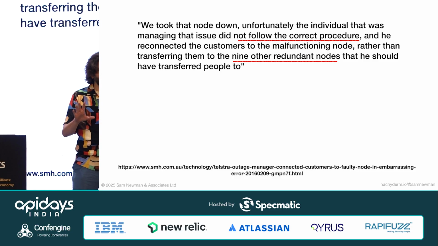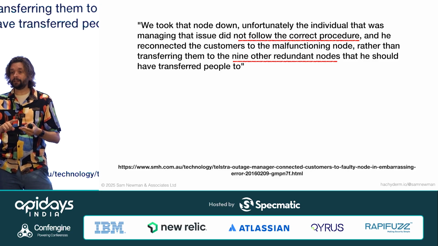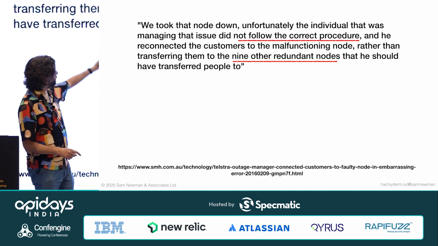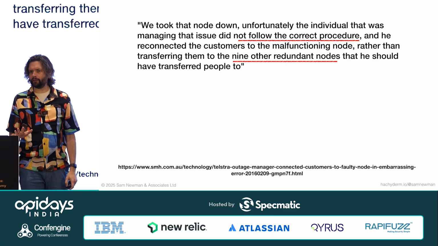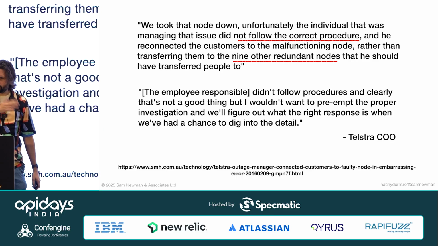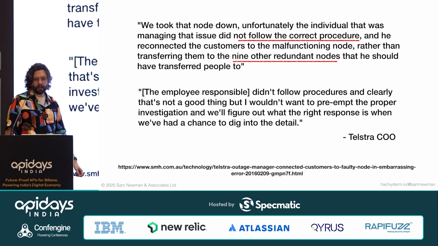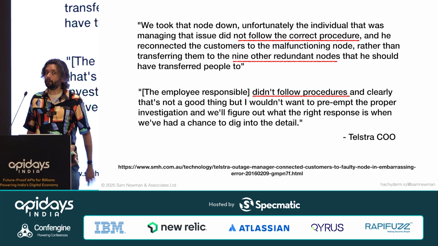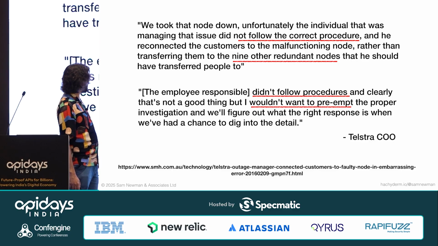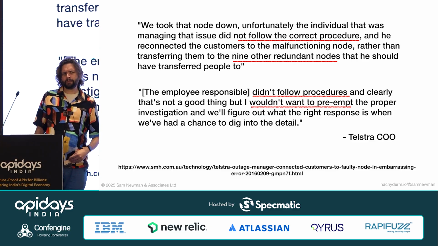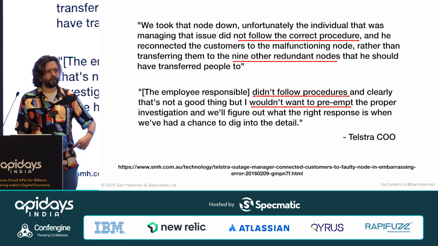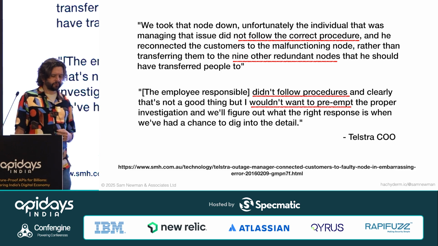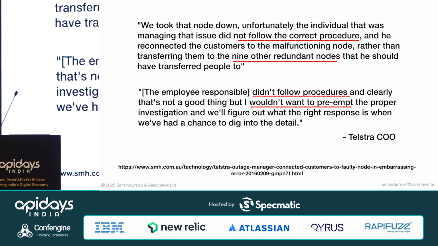So we're being told very quickly that this person made a mistake, and he's clearly an idiot because he had 9 other opportunities to do the right thing and failed to do it on all of those opportunities. This is coming out less than 24 hours after this failure happened, by the way. The statement goes on: the employee responsible didn't follow procedures, and clearly that is not a good thing. Oh, you think? But I wouldn't want to preempt the proper investigation. It seems to me like they've already done their investigation, and you've decided that this individual is an idiot for not following the proper procedures. And we haven't had a chance to dig into the detail, you think?